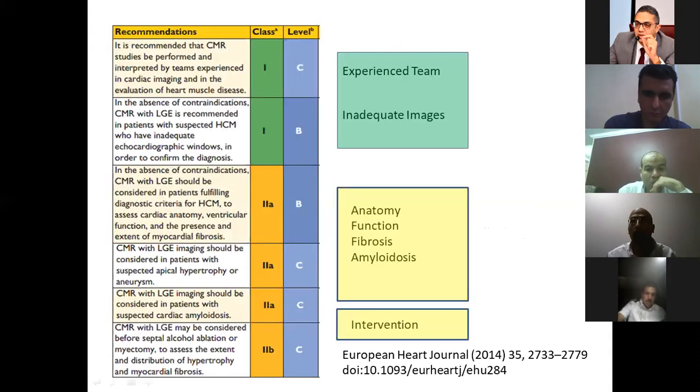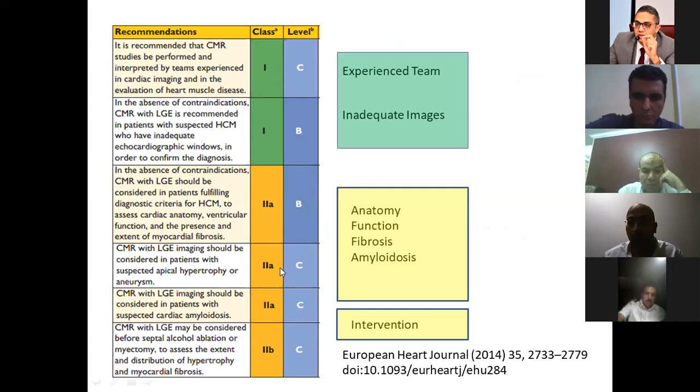Going to the European recommendation for cardiac MRI in this disease. We can see that cardiac MRI has recommendation class 1B if you suspect that the patient has hypertrophic cardiomyopathy and your echocardiographic window is not adequate. And it is class 2A for any patient who is diagnosed by echo as hypertrophic cardiomyopathy to assess the cardiac anatomy, the function, and the extension of fibrosis.